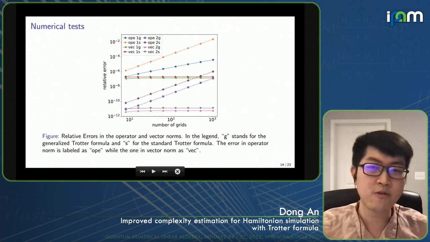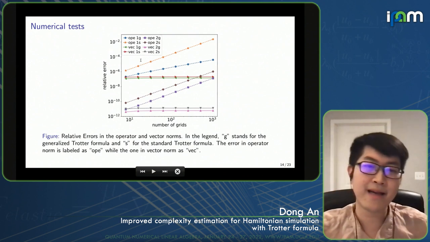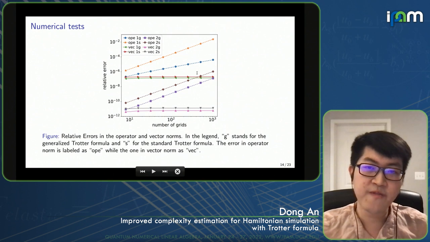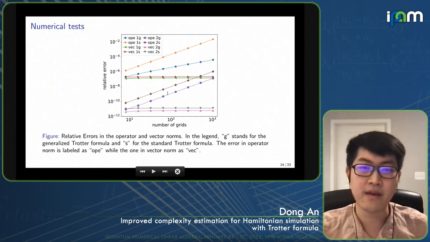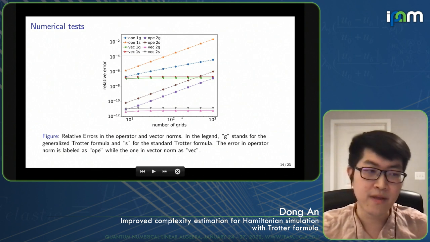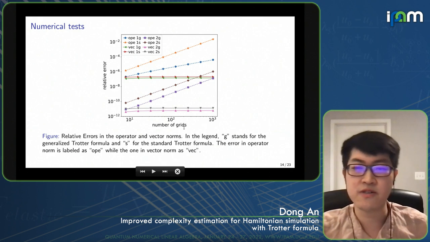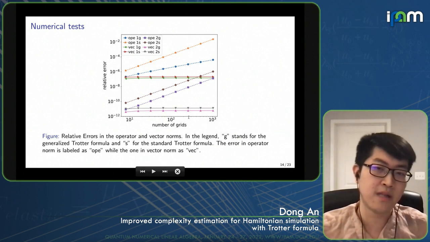We also verify our work with some numerical tests, and here I am showing some of them. For those four lines with slopes, the errors are measured by the operator norm. And we can see that they grow when the number of grid points used for spatial discretization is larger.